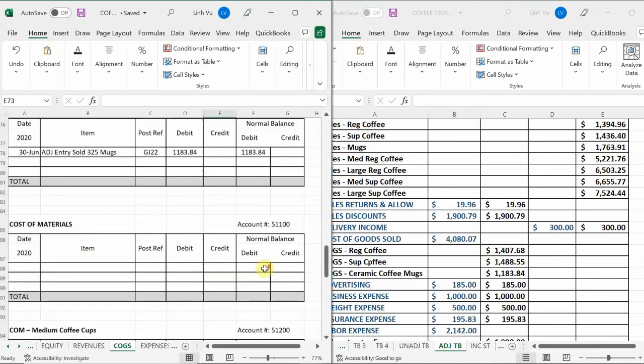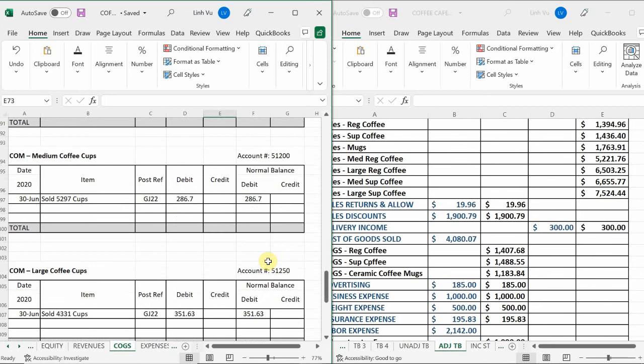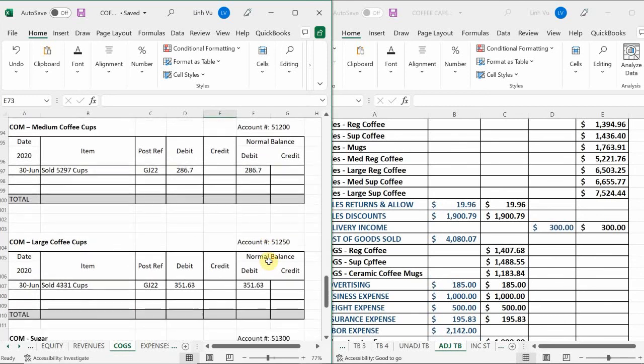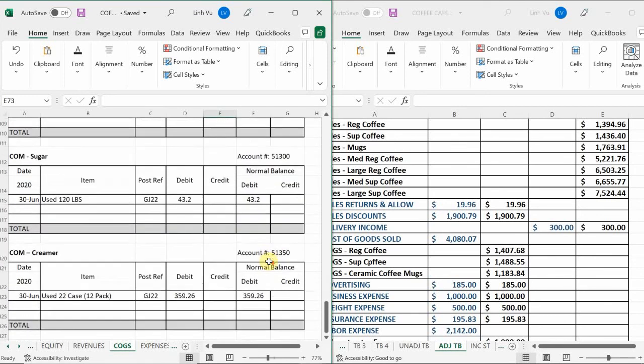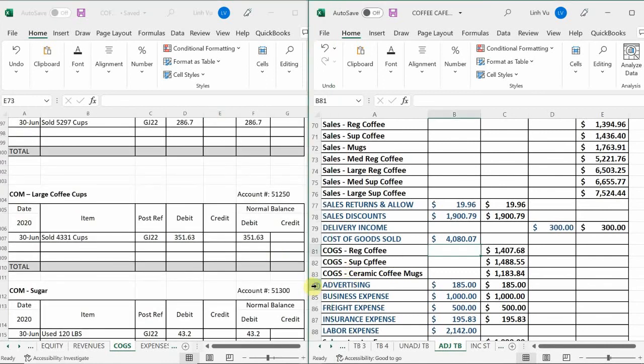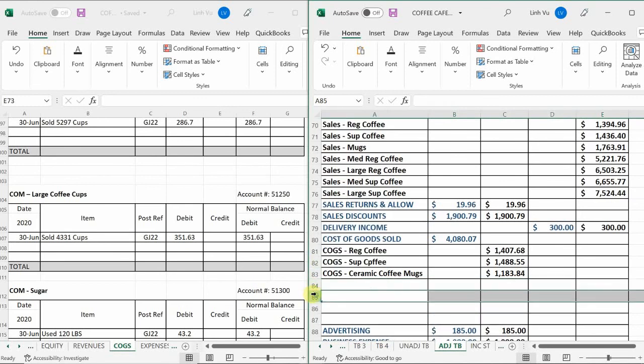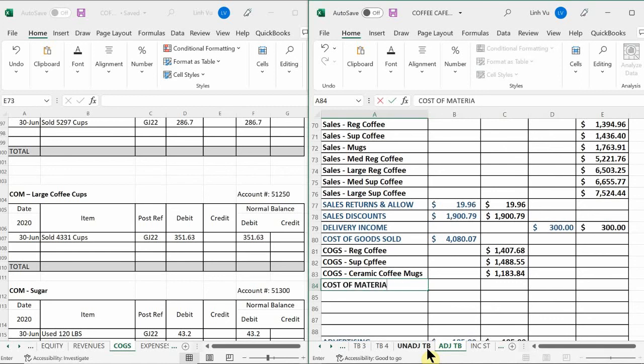goods sold. I also need to create a cost of materials because I also made an adjustment to my coffee cups, right? My sugar and creamer. So I need to insert a whole section in there as well. So cost of materials, medium, large, sugar, and creamer.